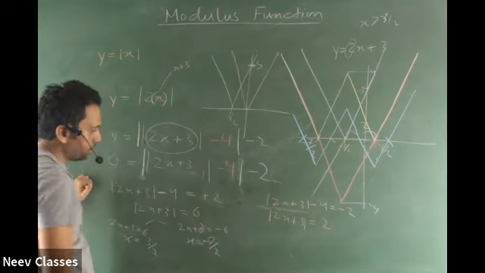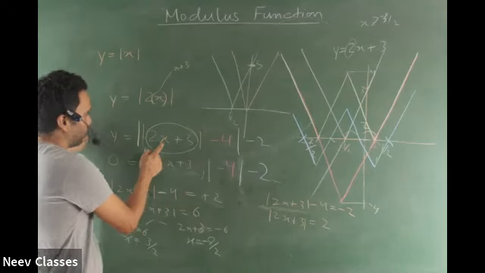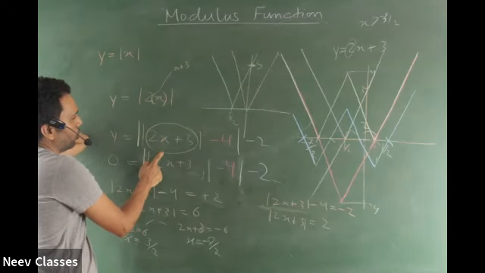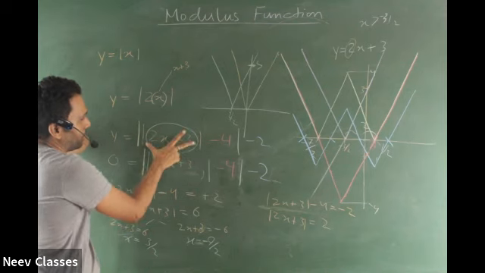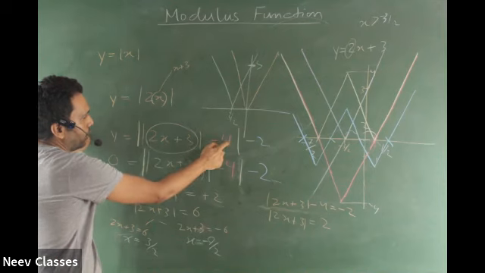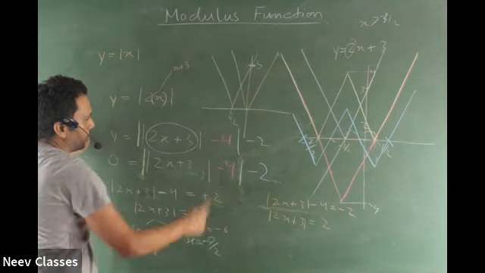Minus 9 by 2 is again going to make this 0. If you don't believe, again you put it over here. Minus 9 by 2, 2 gets cancelled. Minus 9 plus 3 is a -6, but mod of that is a +6. +6 minus 4 is a 2. Mod of that is 2. And 2 minus 2 is 0.